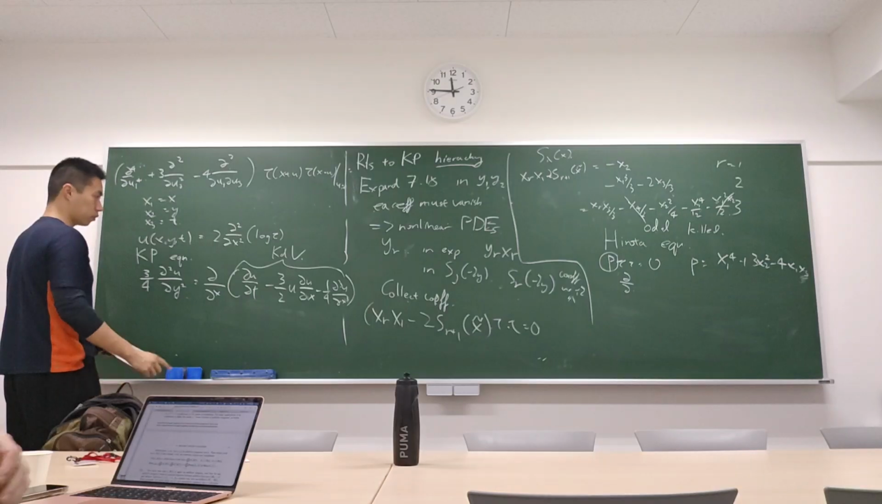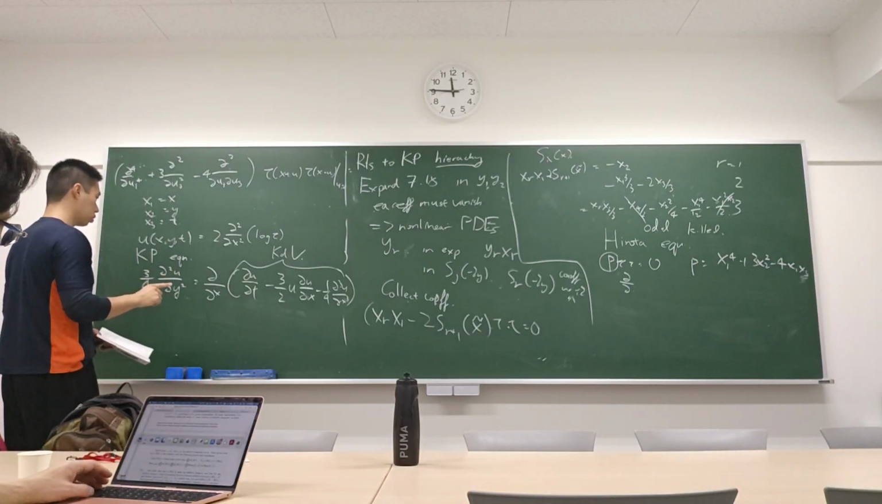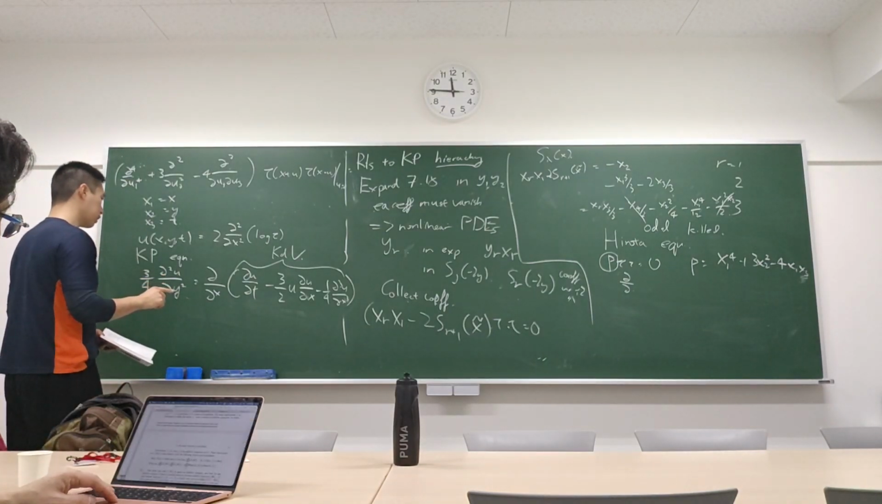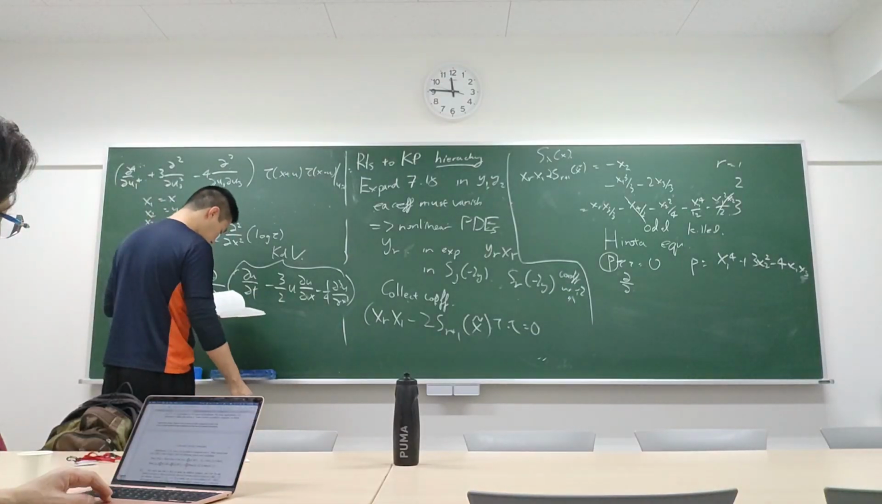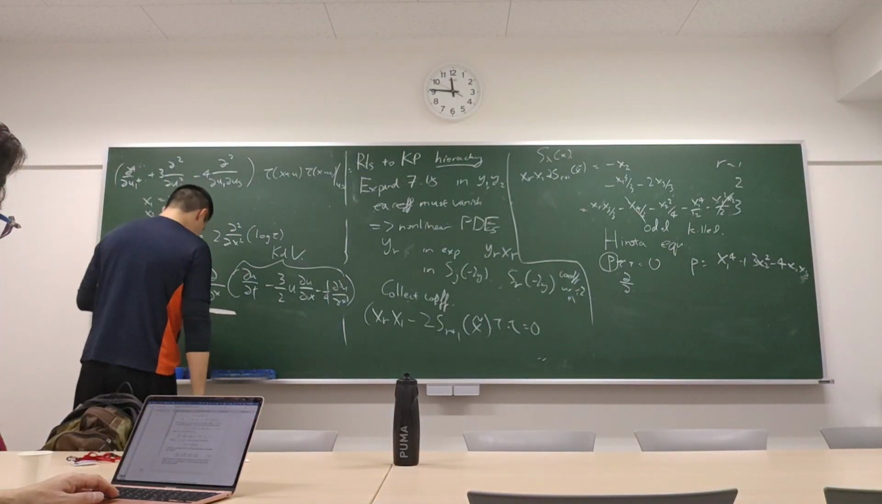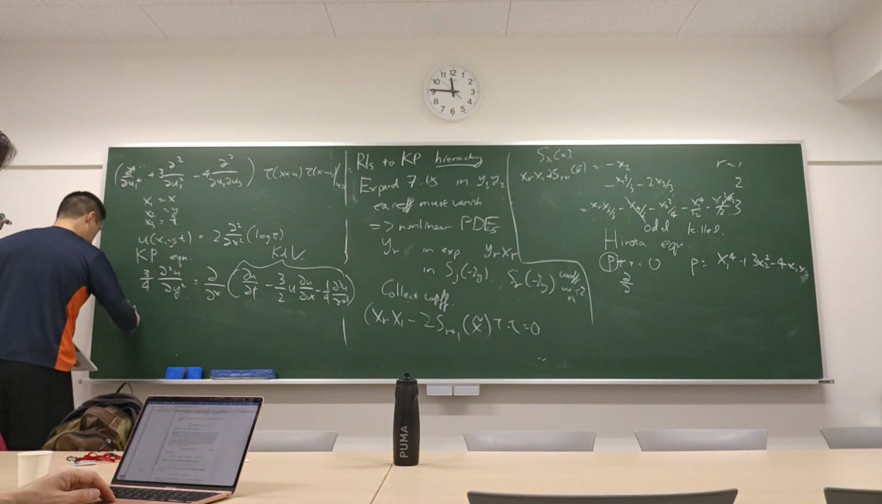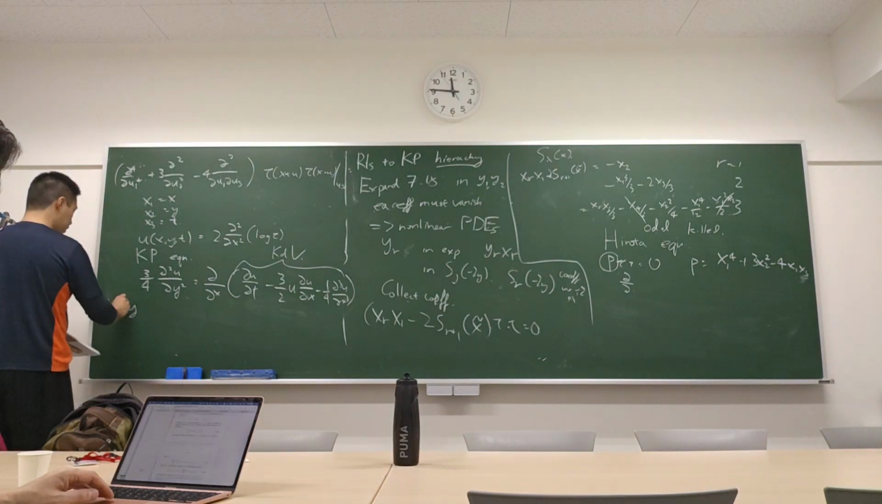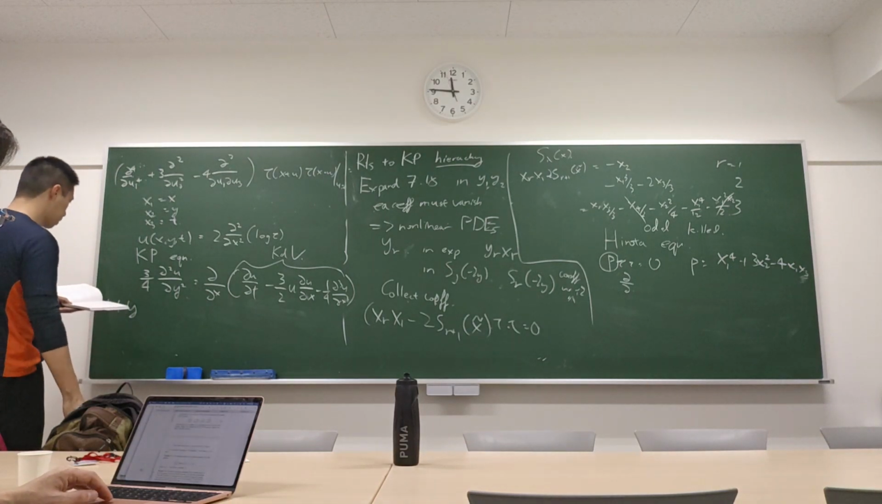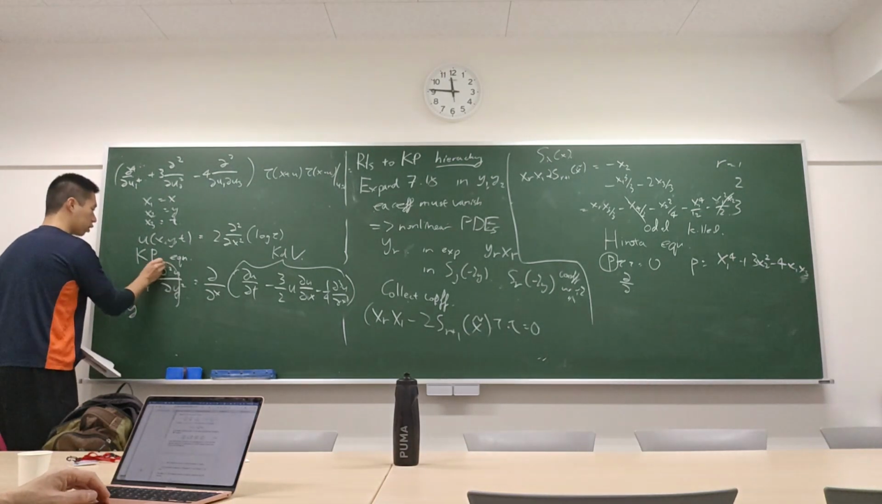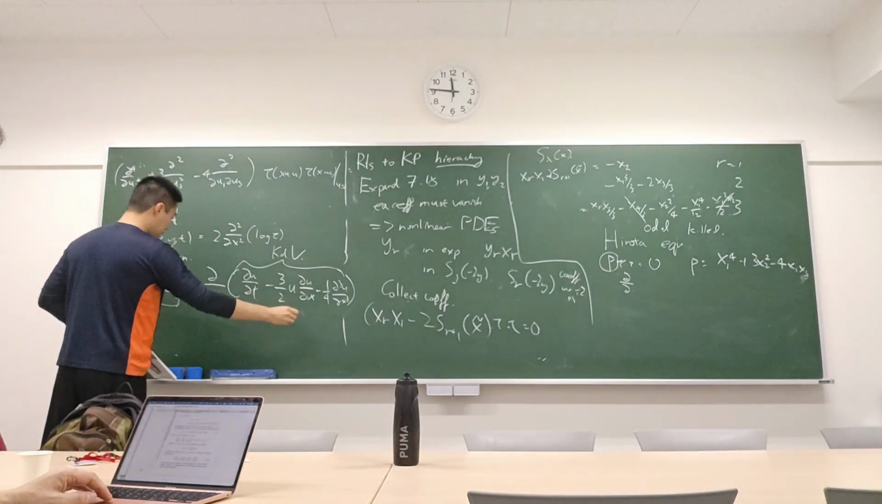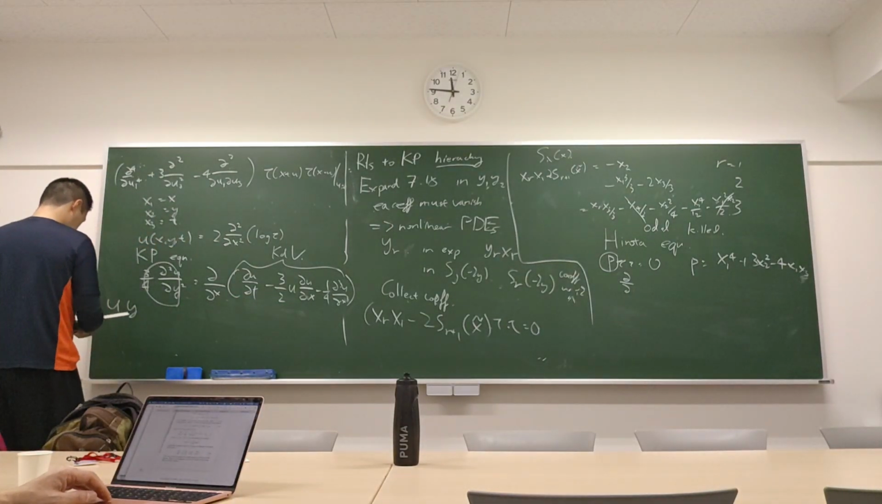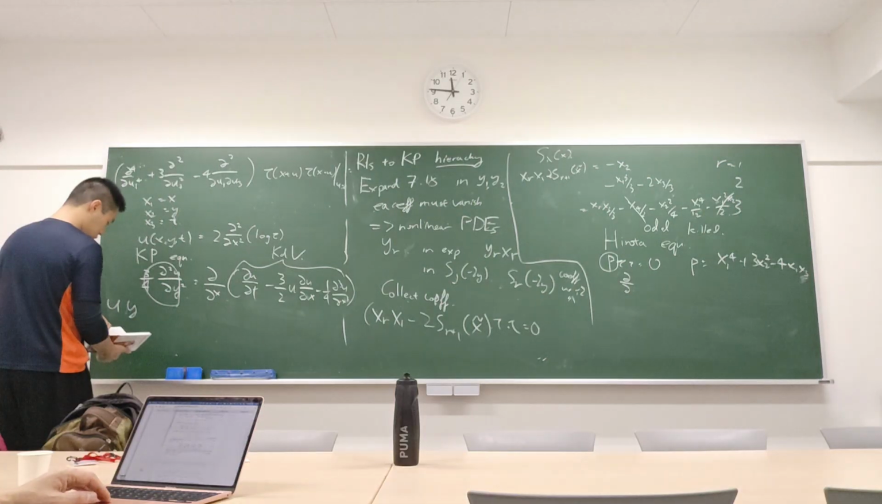except that I think there's some constant that is different. But anyway, essentially, if u is independent of y, this side goes to 0, then we have exactly the KdV equation, now up to some constant.